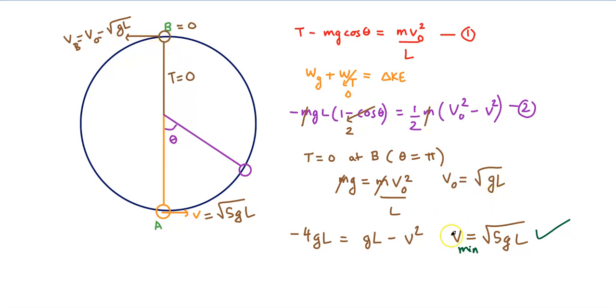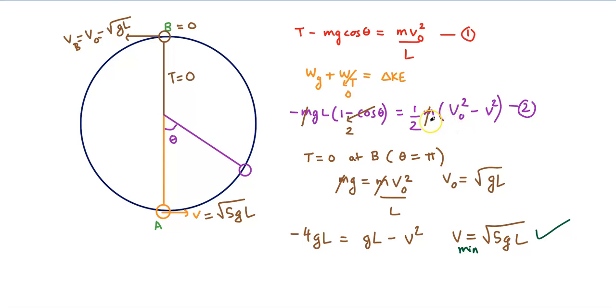There are several problems of this kind that you'll encounter, and so this is a result worth remembering. What is the minimum speed required for the bob to reach the top? Square root of 5gl. It's worth remembering, and you don't have to memorize it blindly because this can be derived using just 2 equations.